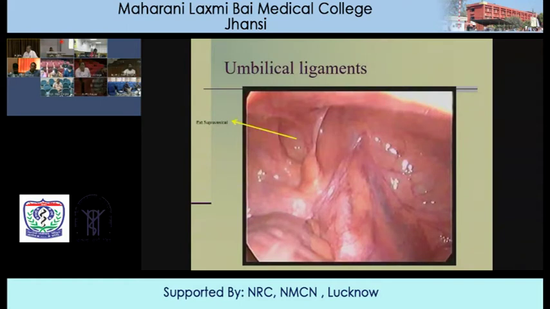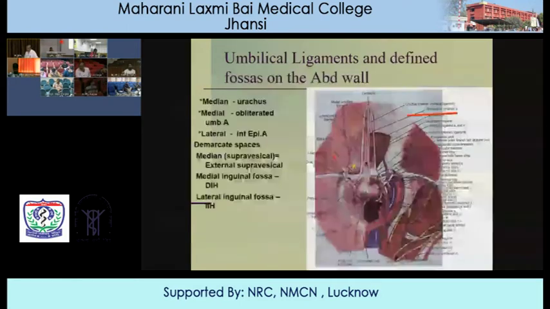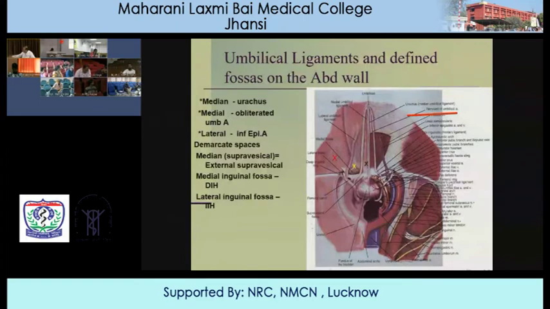Now, let's look at another picture. Very complicated? No, it's not complicated. Just stick to this part, forget this, we'll talk about it later. You see this one central, and you see the medial converging where? At the umbilicus. They're all converging at the umbilicus. And then you have a lateral.